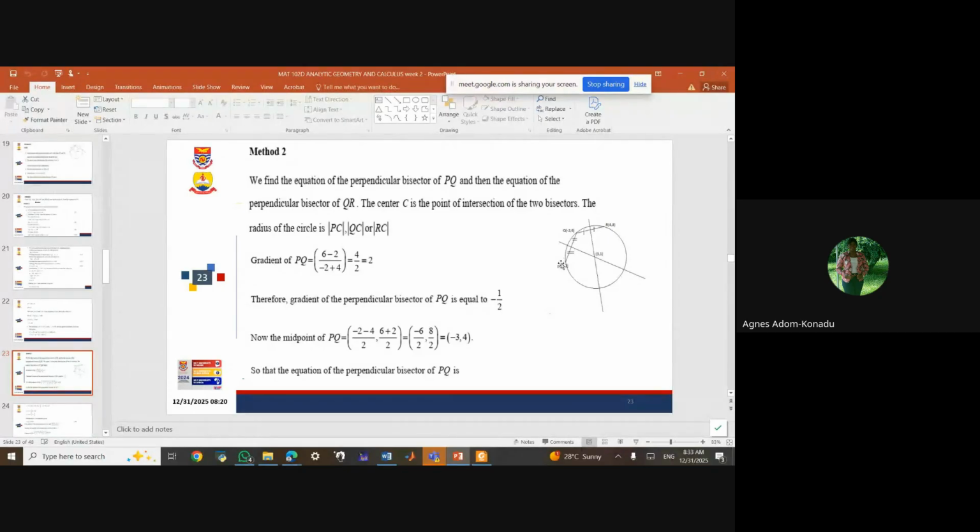So taking PQ, we know that anytime I want to find an equation, I have to find the gradient. So using PQ, my gradient will be 6 minus 2 divided by minus 2 plus 6, and this is giving me 2. Okay, that is the gradient of PQ, but it is the perpendicular bisector. Perpendicular bisector means that the gradient of that line will be the negative reciprocal of the gradient of PQ. So the gradient of this line, if I call it M, will be minus 1 over 2.